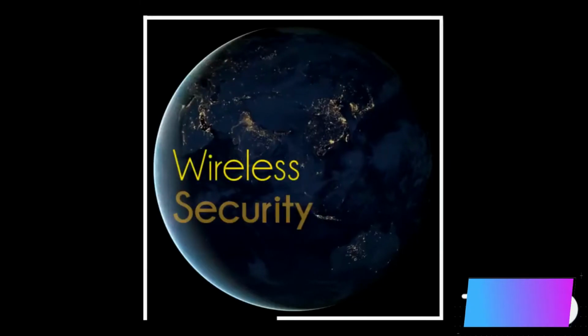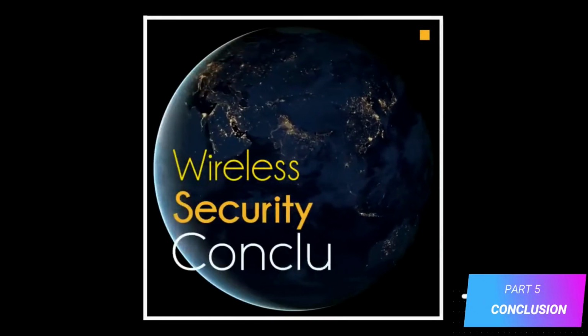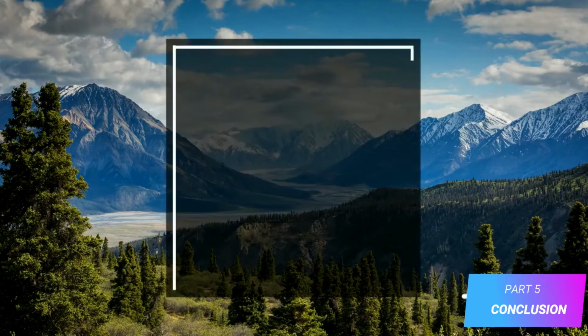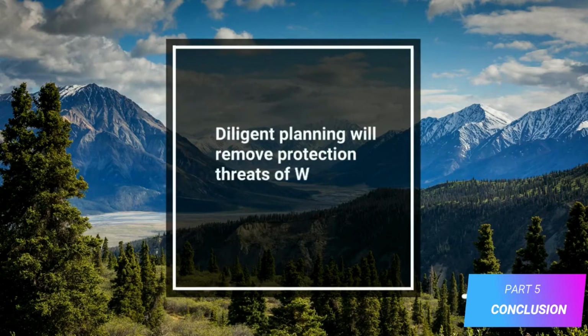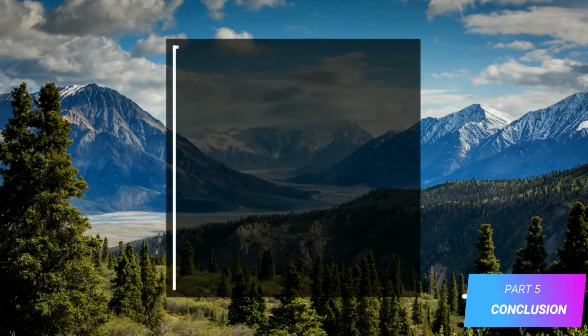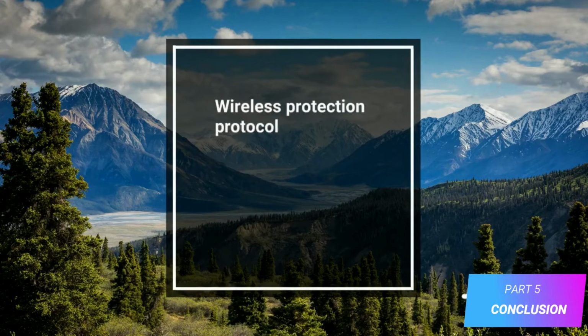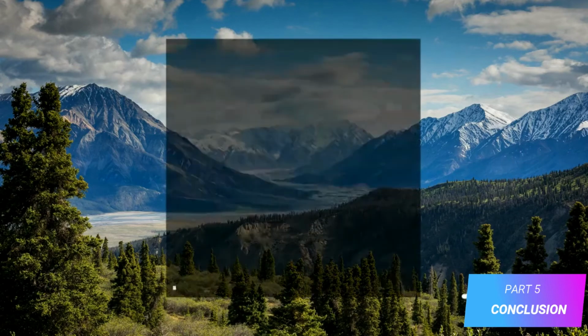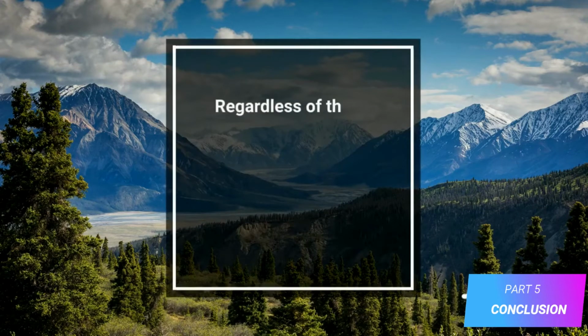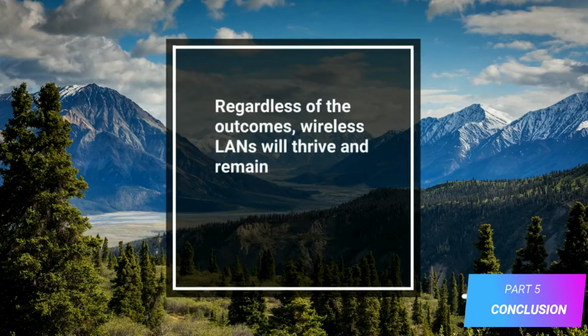For conclusion, wireless network organizations, by their diligent planning, deployment and administration, will remove much of the protection threats of wireless network. The implementation of wireless standards and protection protocols will strengthen LAN protection, while the creation of wireless standards and safety protocols will enhance LAN security. Finally, regardless of the outcomes, wireless LANs will thrive and remain here even though the technology looks and sounds fresh in the coming years.